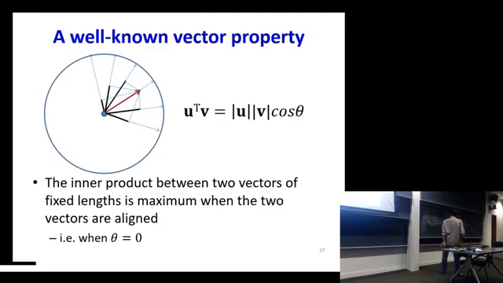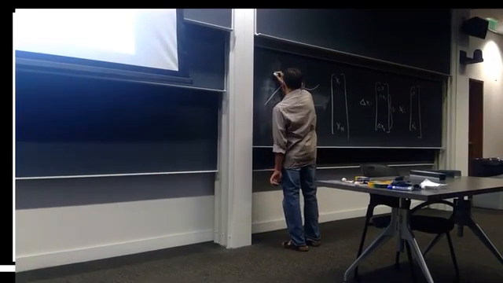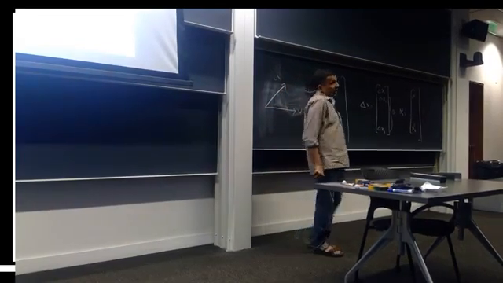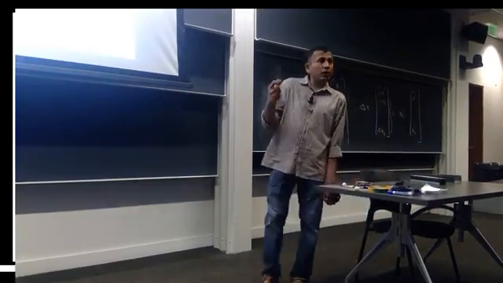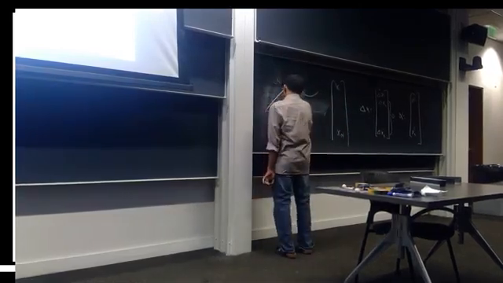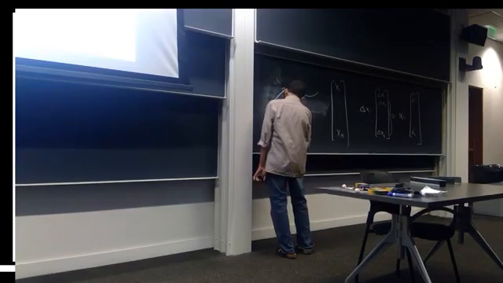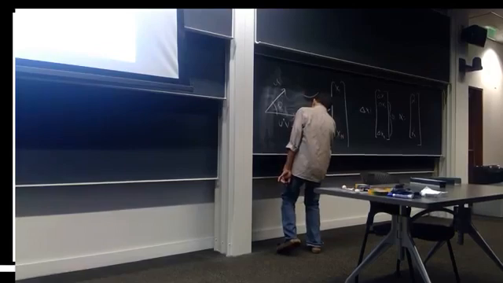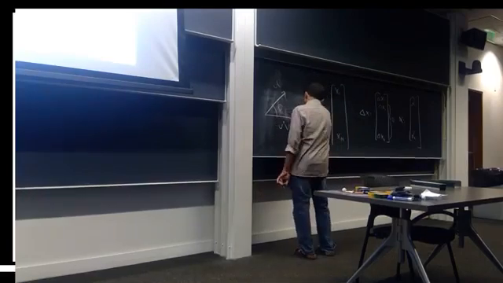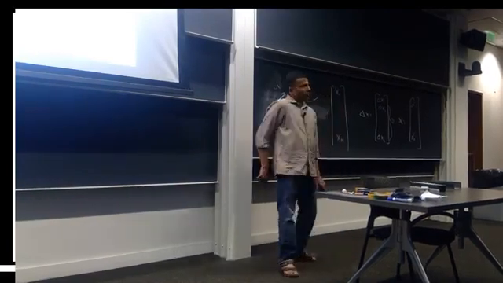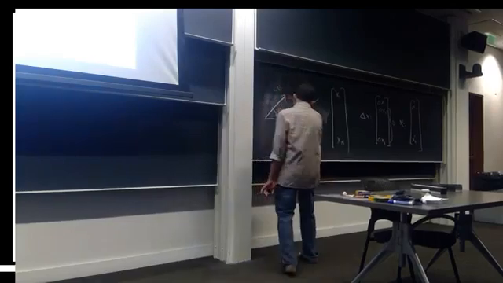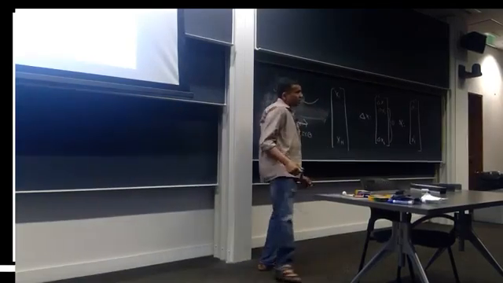Suppose I have two vectors, u and another vector v, and both of them are unit length. What is the inner product going to be? Cos theta, right? So u transpose v equals cos theta. Now, suppose v is not unit length. Then what is the inner product going to be? Modulo v cos theta. It's going to be the magnitude of v times cos theta, right? So consider this.